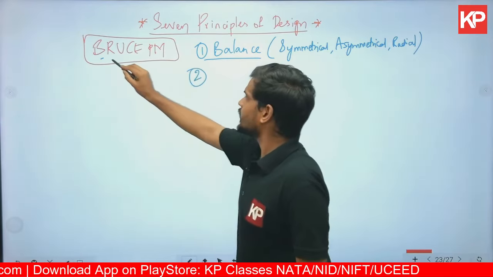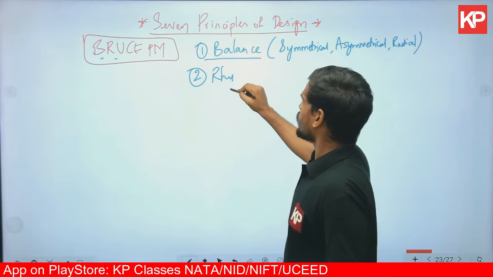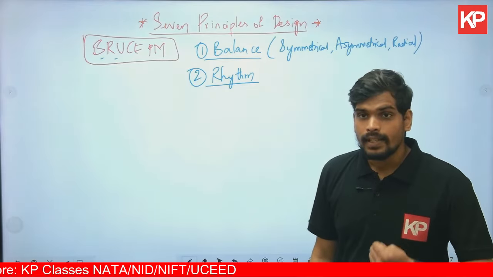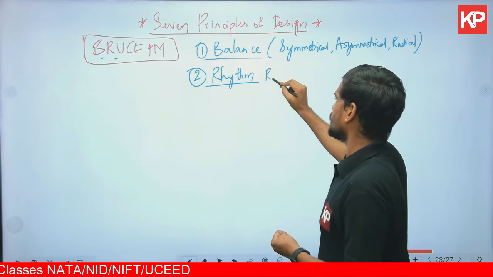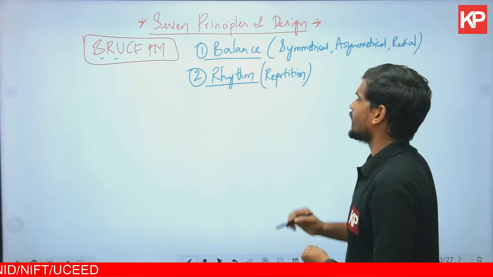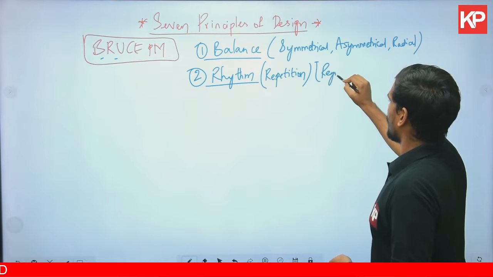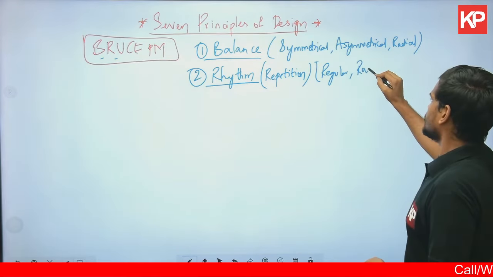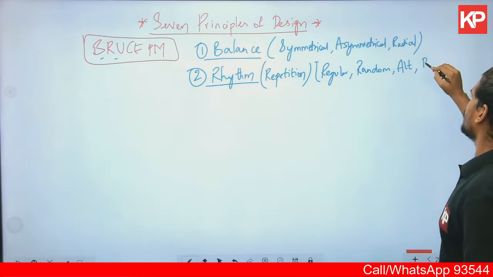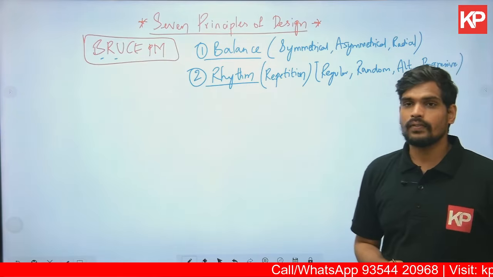Second principle of design, starting with R, Bruce PM. R is rhythm, and I told you what point to be remembered with respect to rhythm. Rhythm can be created using repetition. Repetition creates rhythm, and we saw 4 types of rhythm: regular rhythm, random rhythm, alternating rhythm, and progressive rhythm. These are the 4 points we discussed under rhythm.